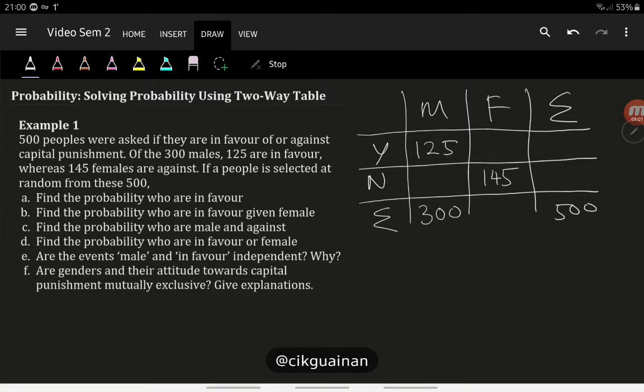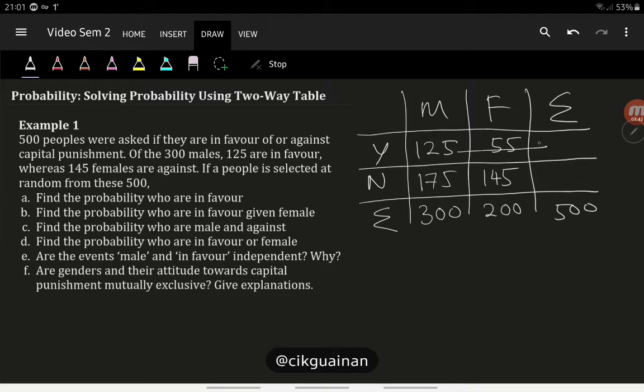If a person is selected at random from this 500, now only several pieces of information are given to us, so we have to fill this up ourselves. Over here is 200, because 500 minus 300 we get 200. And then how to get this one? Just minus 125 out of 300, so we have 175. That 200 minus 145 is 55, sorry, 55.